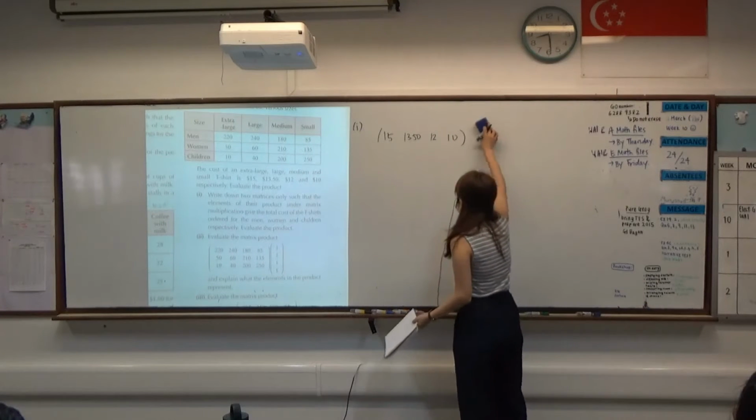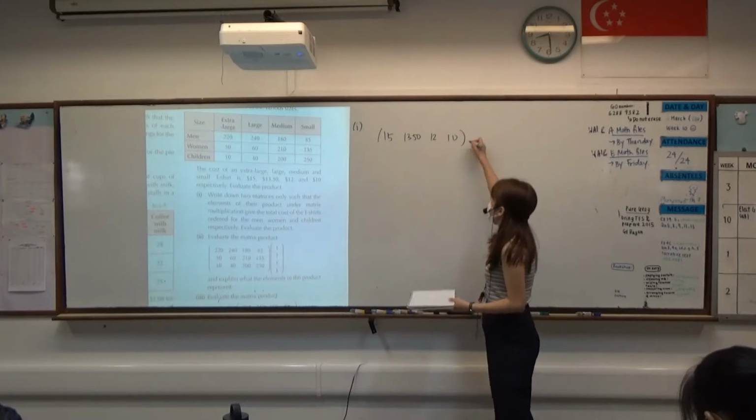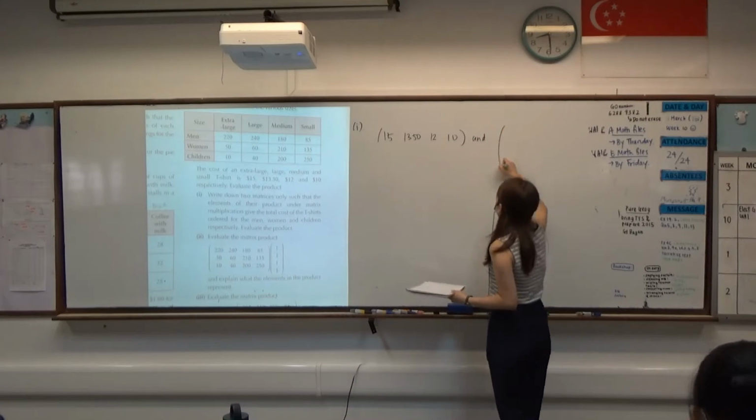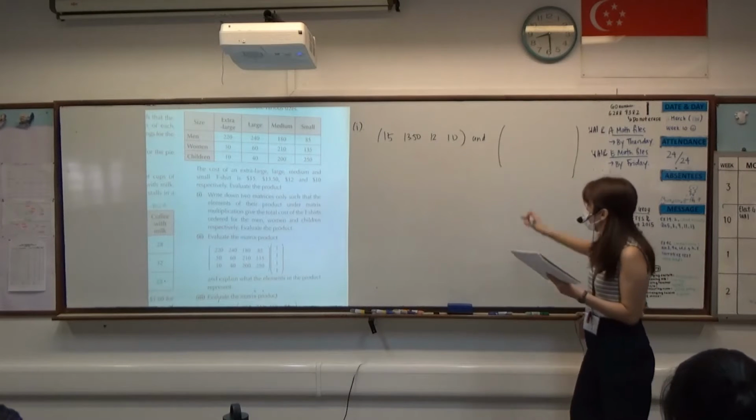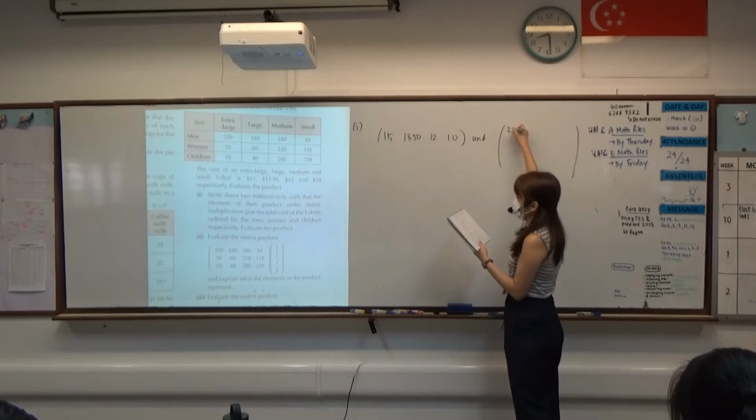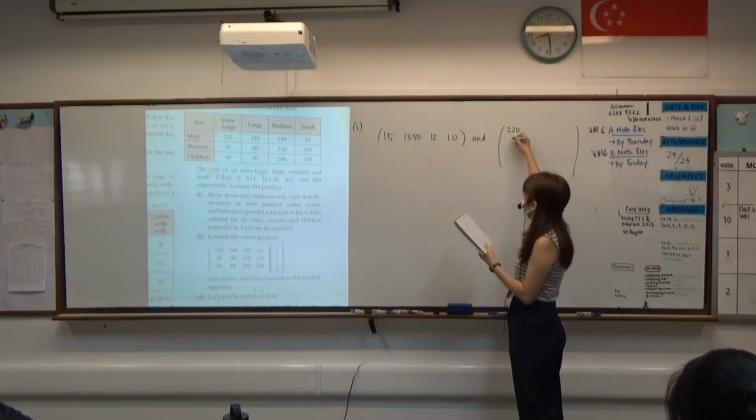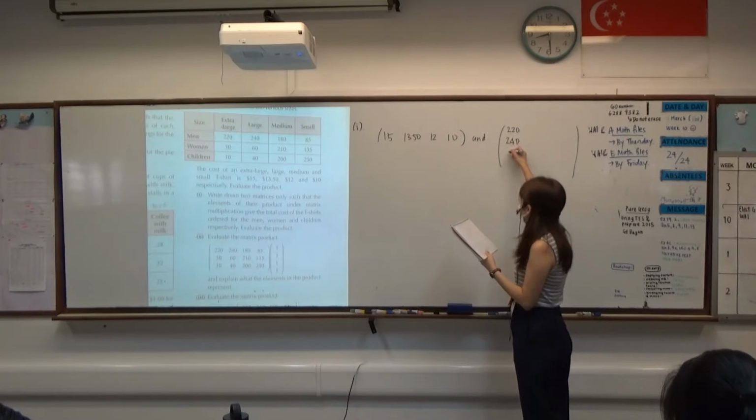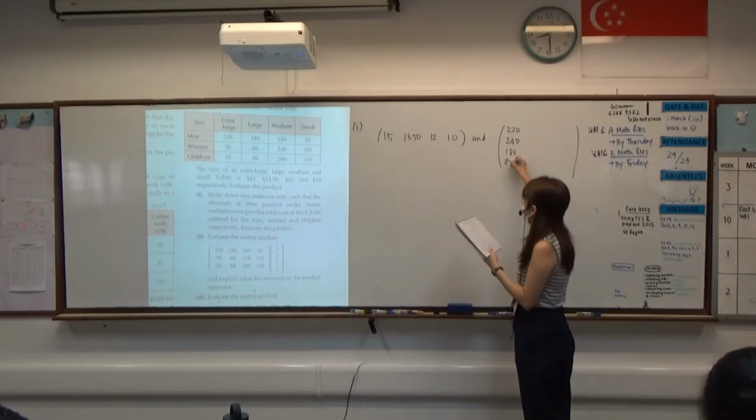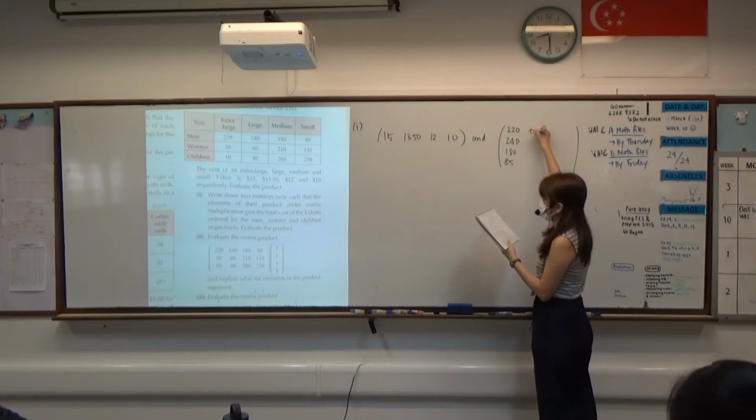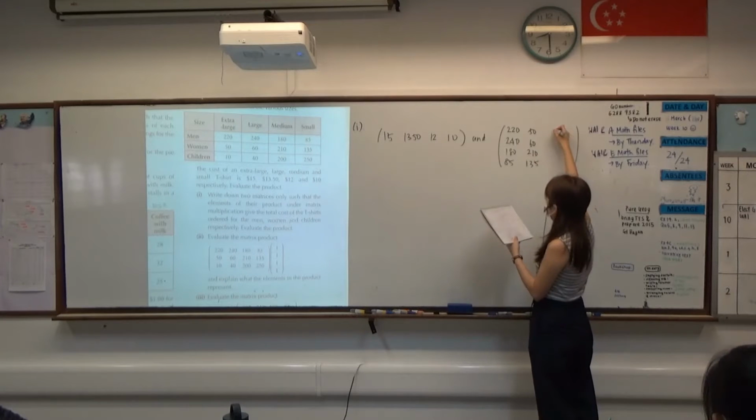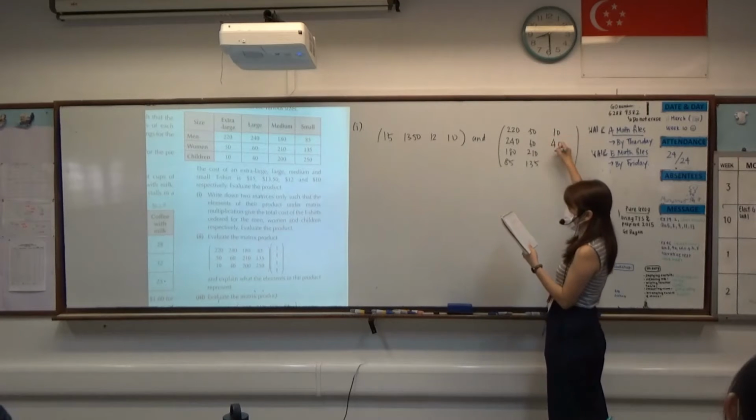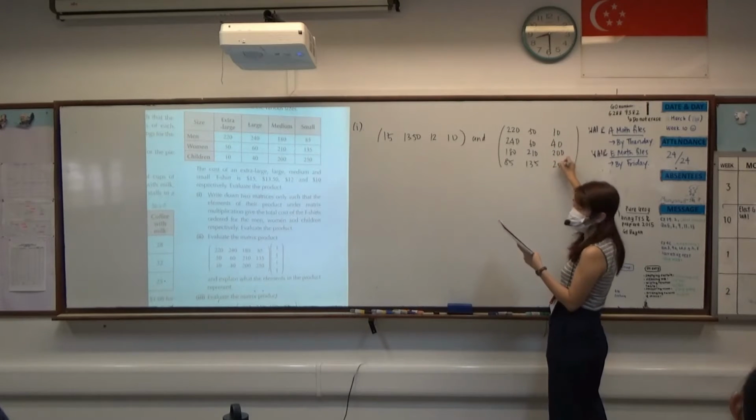And then what is your bigger matrix? Your other matrix? 4 by 2. It's a 4 by 3. Okay, so what is your 4 by 3 matrix? 220, 240, 180. 50, 60, 210, 10, 40, 200, 240. Okay.